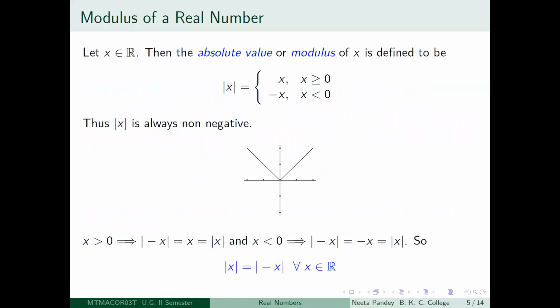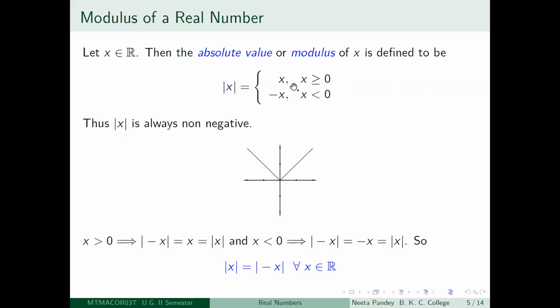Okay, so the next thing which I want to discuss is that suppose I have any real number x, then corresponding to that I can describe another real number which is called mod of x, denoted like this, and it is called either the absolute value or modulus of x, or also mod x. So what is the definition of this function? Mod x is equal to x if x is greater than or equal to 0, and minus x if x is less than 0. So mod x will always be non-negative.